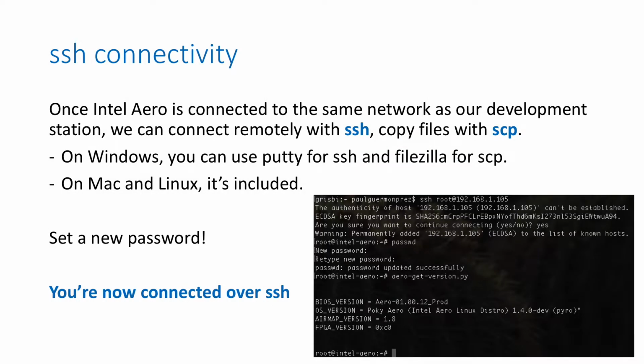So now that Intel Aero is connected to the same network as your development station, you can connect remotely to Aero with SSH, and copy files with SCP. On Windows, you can use an SSH client called PuTTY, and FileZilla for SCP. On Mac and Linux, it's included in the shell. We recommend you set a password because it's an open system. By default, there is no password, so it's better to have one.